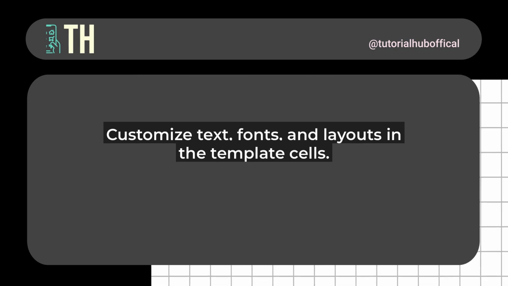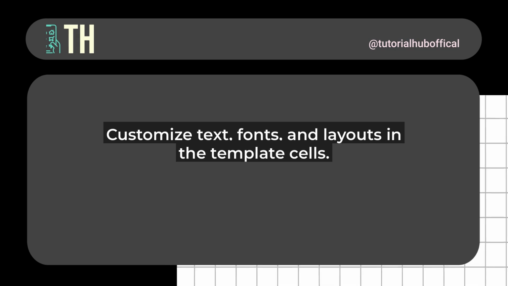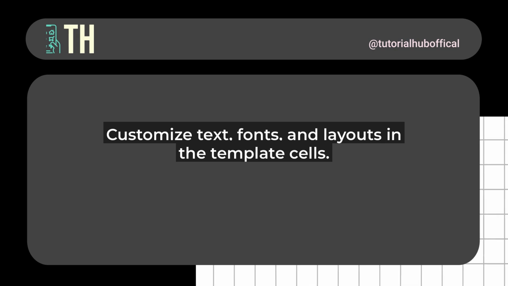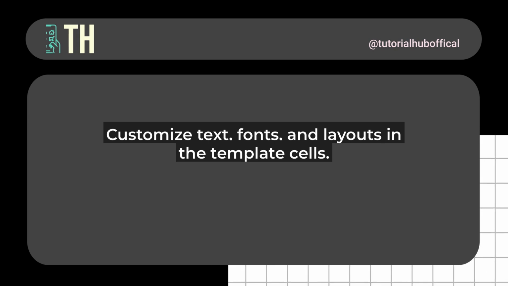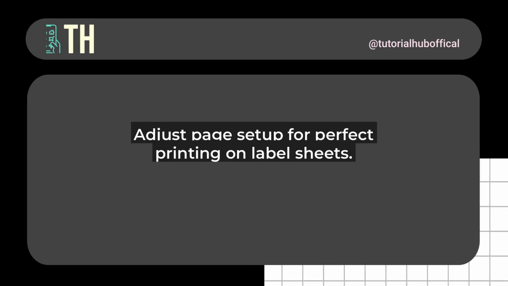Next, select a template that fits your needs. For example, if you're making address labels, choose one with a grid layout. Now, it's time to customize. Click into the cells and start typing your text. Use the toolbar to format it, change the font, size, color, or even add images for a professional touch.